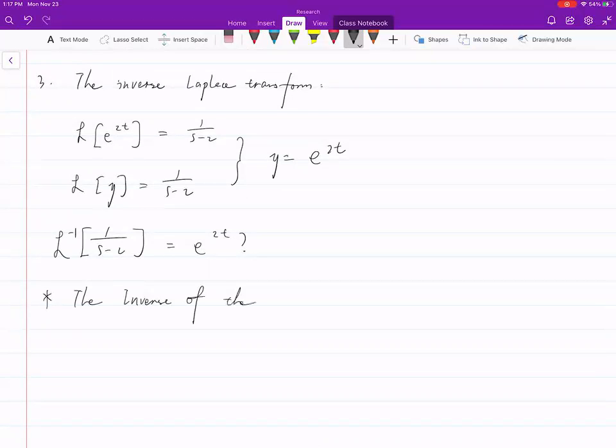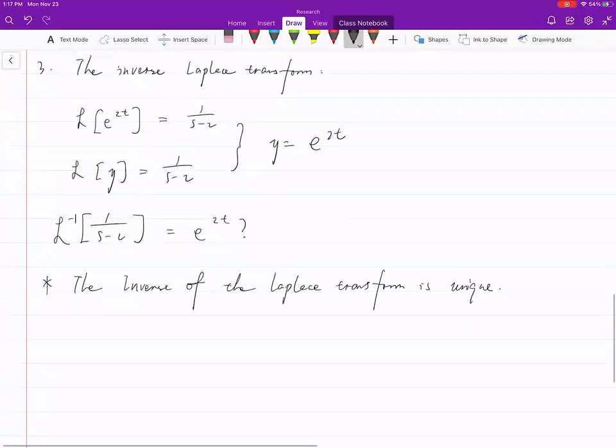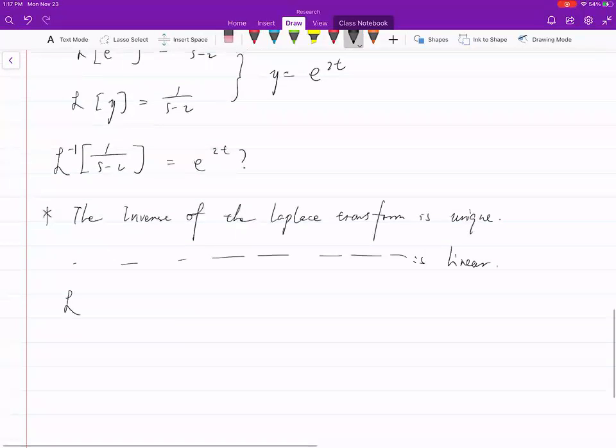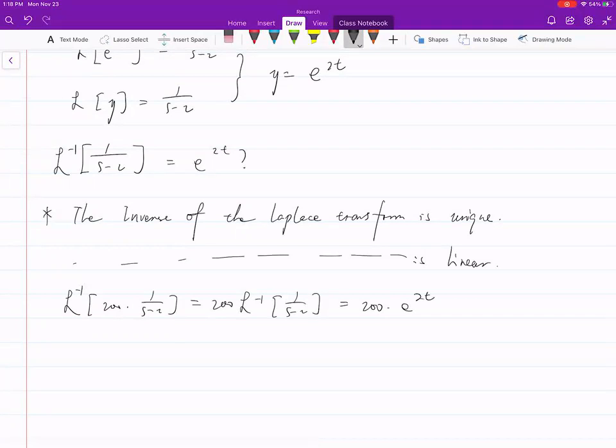The Laplace transform is unique. Moreover, the inverse of Laplace transform is linear. That means if you have something which is 200 times 1 over s minus 2, you can actually take the 200 out and just do L inverse 1 over s minus 2. And because the inverse is linear, if this one satisfies that, the inverse will be this one.